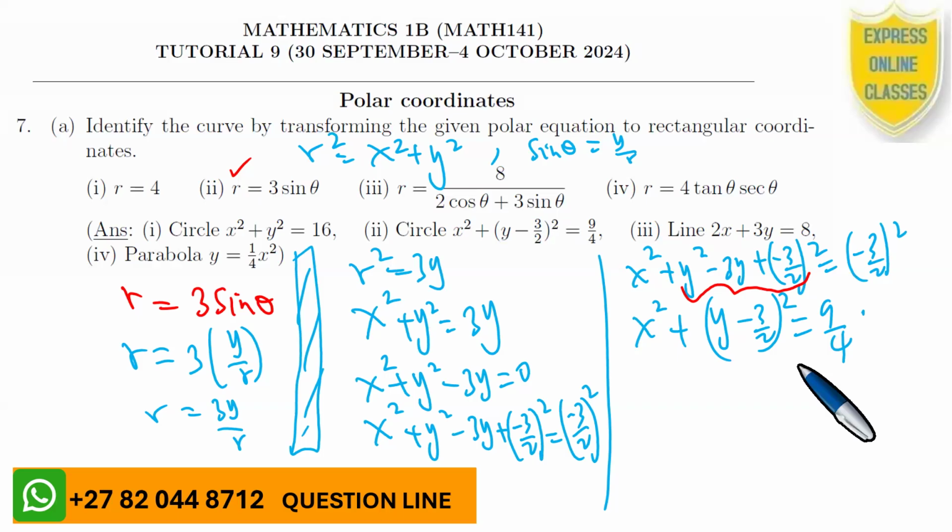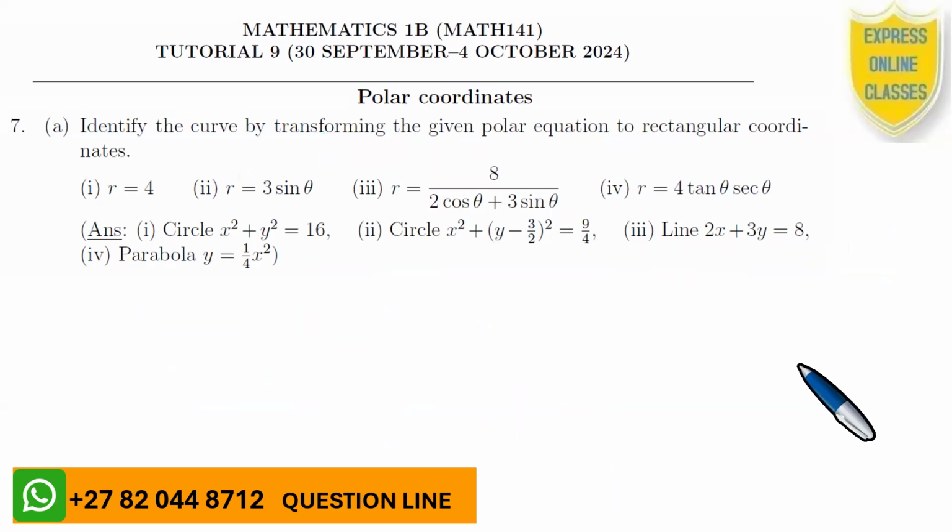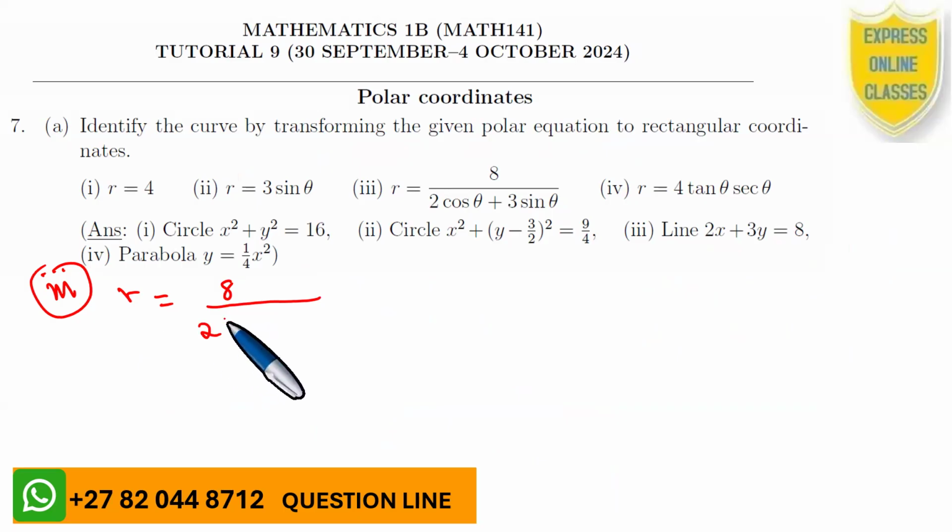Okay, we continue. We have this one also, which is the third Roman figure. If you have r equals 8 divided by 2 cosine theta plus 3 sine theta.